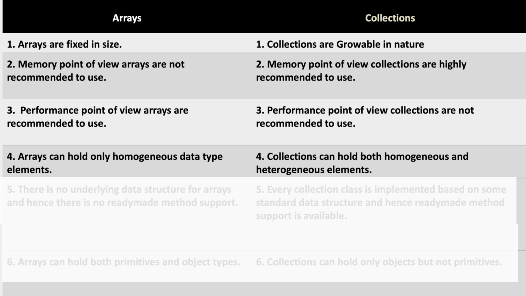Arrays can hold homogeneous data type elements only. That means arrays will allow only one type of data to be held. It will not allow different types of data. But collections can hold both homogeneous and heterogeneous types of elements. That means it can accept any type of element.